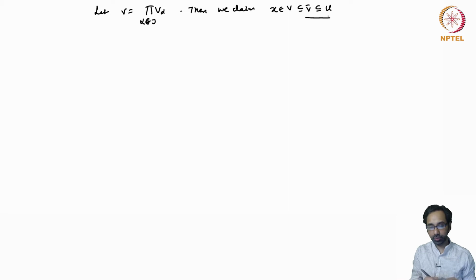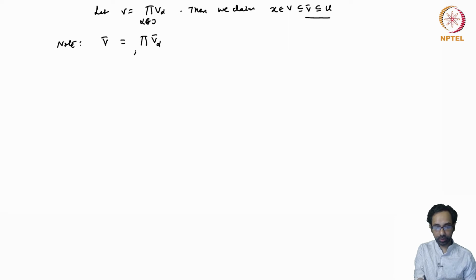So the only thing needed to prove here is that V closure is a subset of U, and this is because, note that V closure is the product of V alpha closure. Okay, so I leave this as an exercise for you to check that when you take the closure in the product topology, then you get the product of the closures. Okay, and so this is of course a subset of the product of U alphas, which is U. And so we are done.